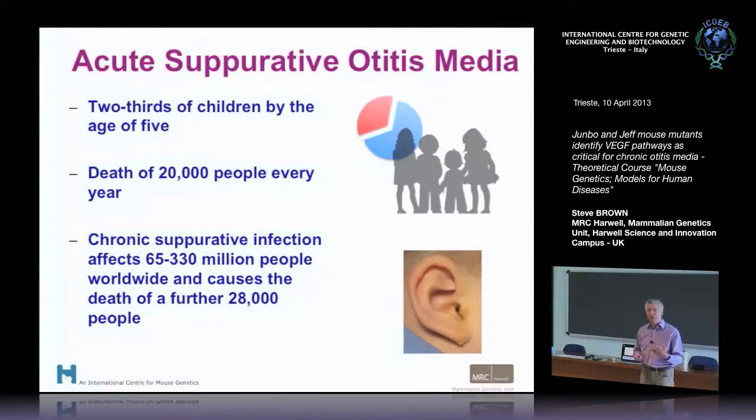It usually clears up of its own accord, but particularly in third world countries, it's a major cause of death from a chronic suppurative infection, which then leads on to sometimes a brain infection as well. So in fact, chronic infection affects a large number of people worldwide, a significant number of deaths. But that's not the form of otitis media that I'm really going to focus on today, because this otitis media is relatively well treatable and usually resolves of its own accord anyway.